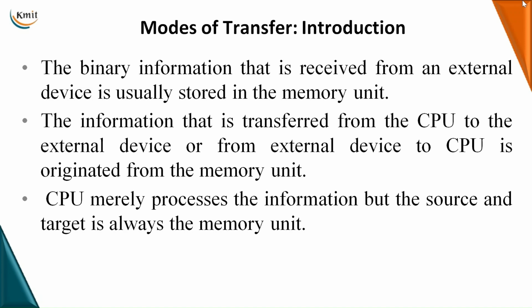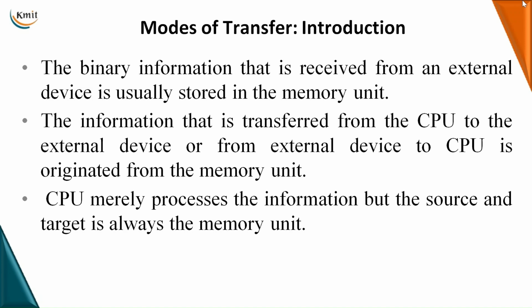Coming to the introduction, when a communication has to take place between the CPU and the input output peripherals, the binary information which is transferred between the CPU and the input output devices is actually stored in the memory unit of a computer. We say that the communication is taking place between the CPU and input output devices, but before the information from the peripheral reaches the CPU, it is first stored into the memory unit of the computer. From the memory unit, the CPU is going to access the particular information.